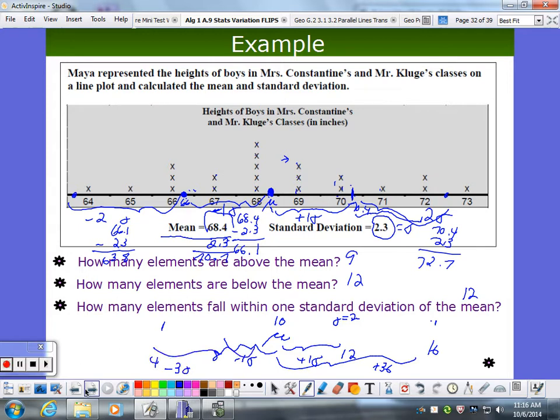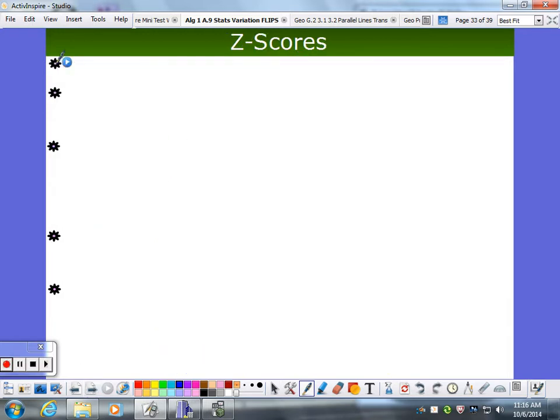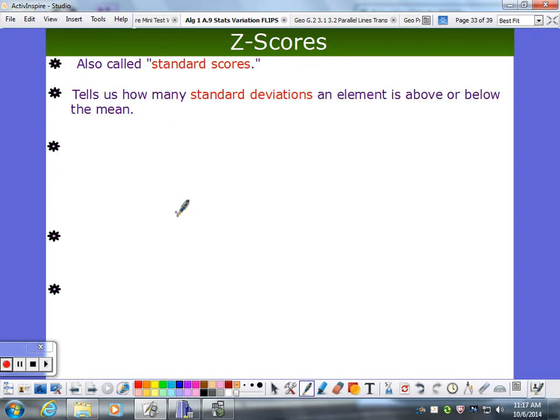So I'm counting by sigmas. Counting by sigmas. And this is called a z-score. A z-score also has another name. You might see it referred to as a standard score. But it tells you, this is the definition of z-score, and this is important. Z-scores say how many standard deviations above or below the mean a particular data point is.